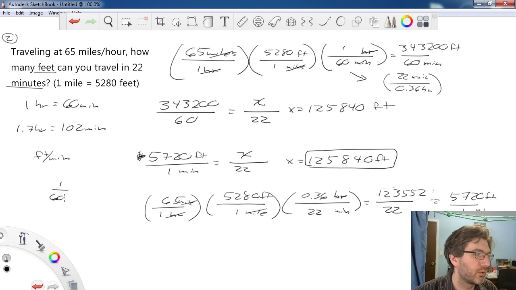Right, 1 hour is 60 minutes. So how many hours is 22 minutes? 22 divided by 60 gives us, yeah, you rounded this number because this is repeating. So this number is going to be a bit rounded too. I don't know if I can do it with that, times 5280. Oh, I lost it. 22 divided by 60 times 5280 equals that times 65.